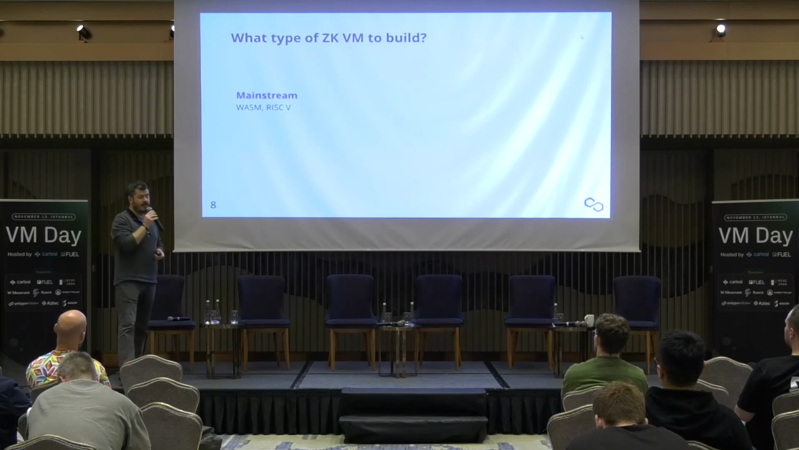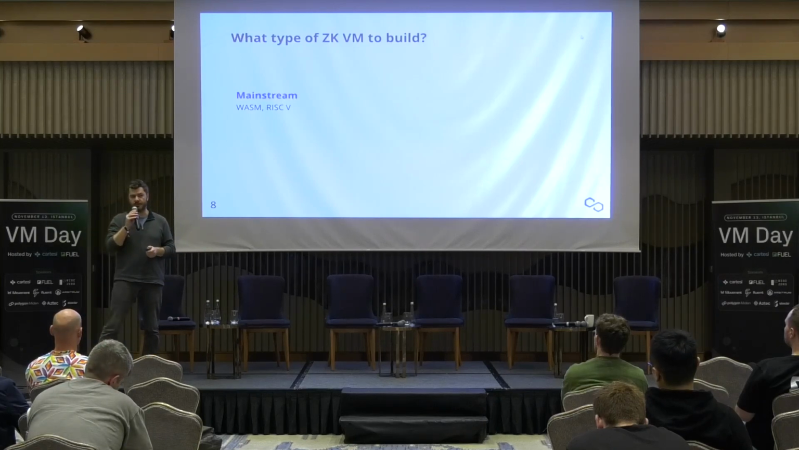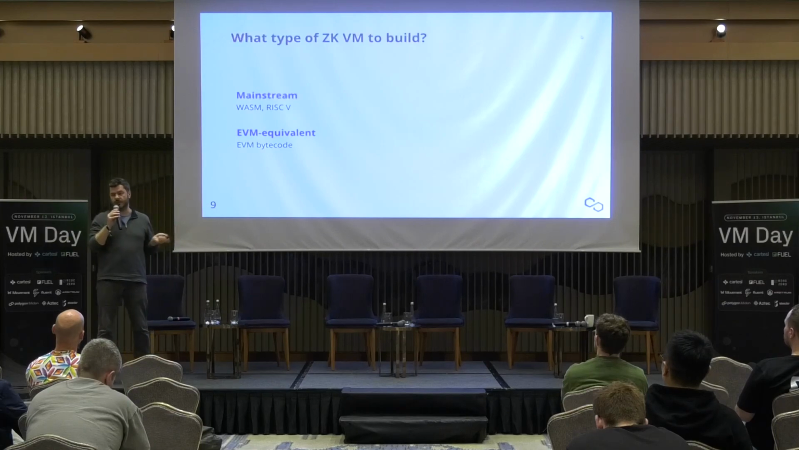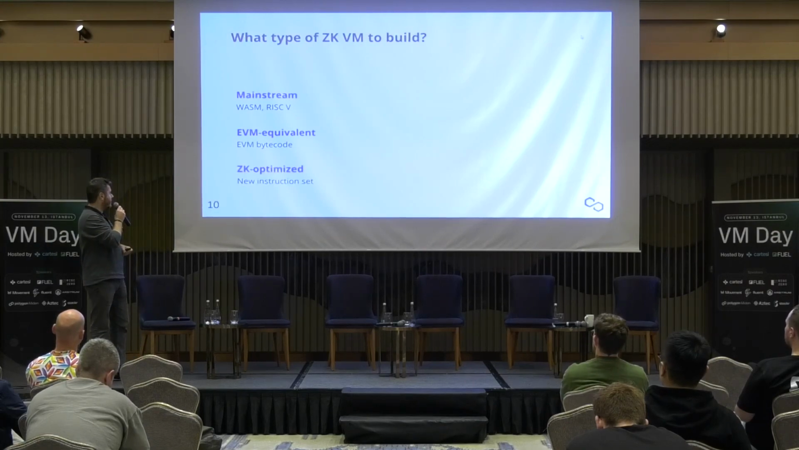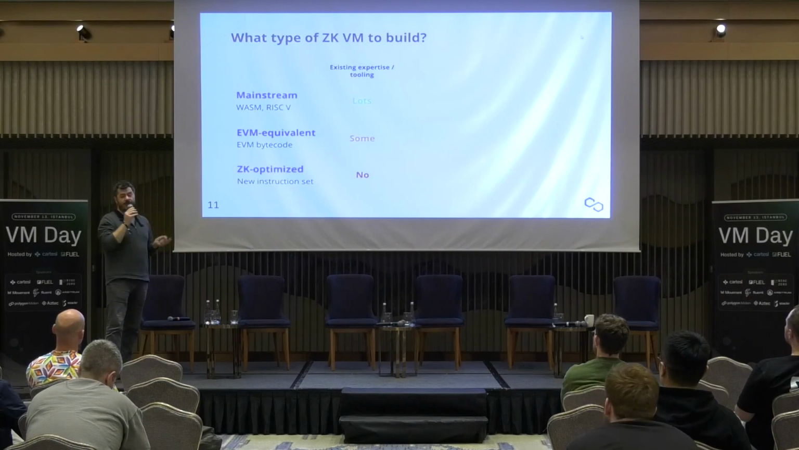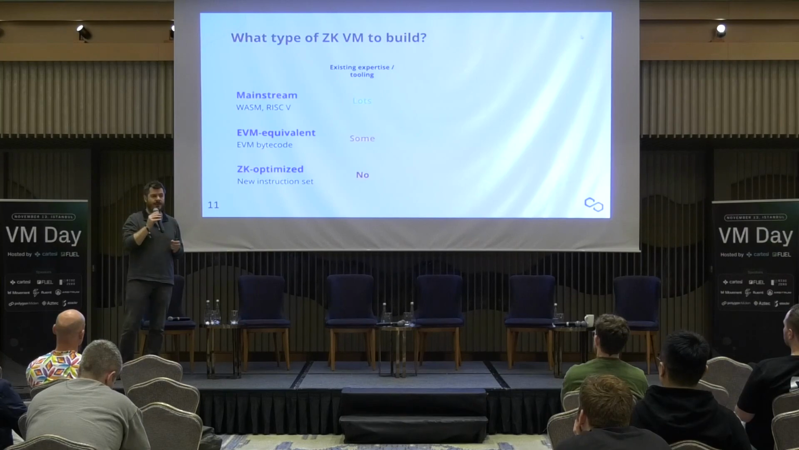All right, one of the things that we want to answer when we build a ZK VM, or I guess any VM in general, is what instruction set we want to support. One option is to choose something mainstream, RISC-V, or you can choose WebAssembly. The other one you can say, we're going to be EVM equivalent. And then the other one is we can build something that's ZK optimized, or maybe specifically optimized for some other use case. And then there's a set of trade-offs that come with each choice. So for example, if you choose tooling, if you go with something that is mainstream, you have a ton of tools available.